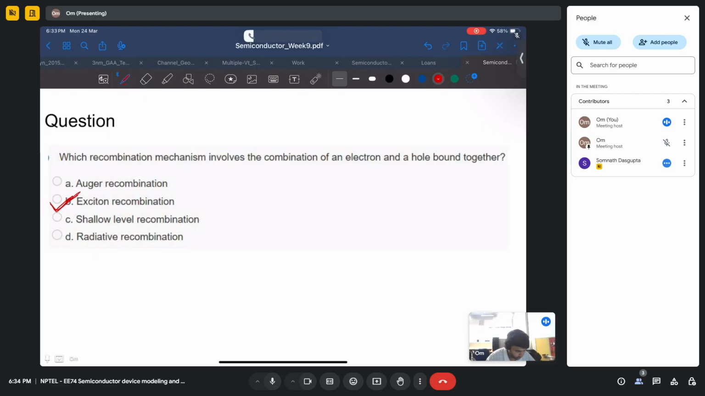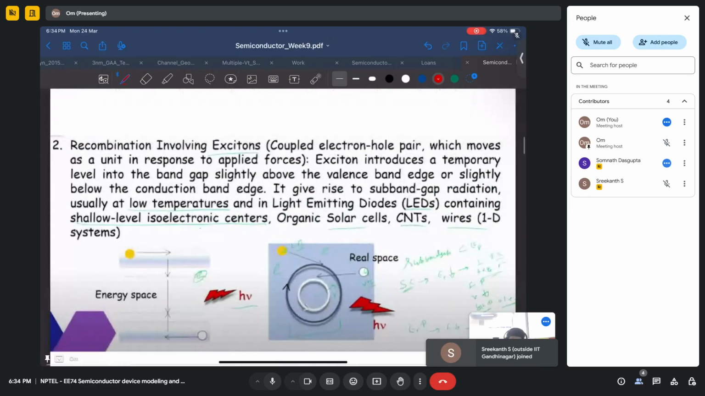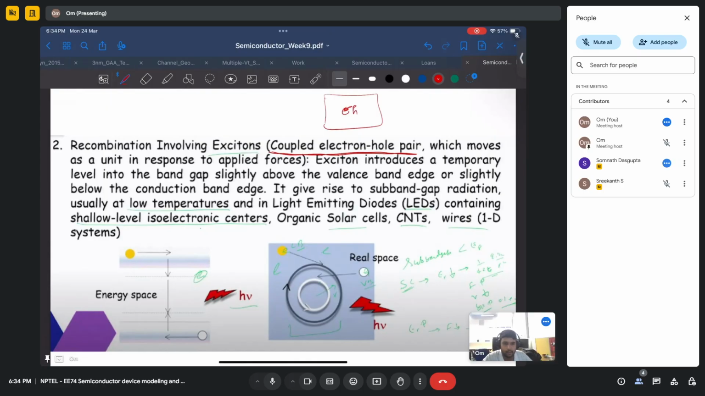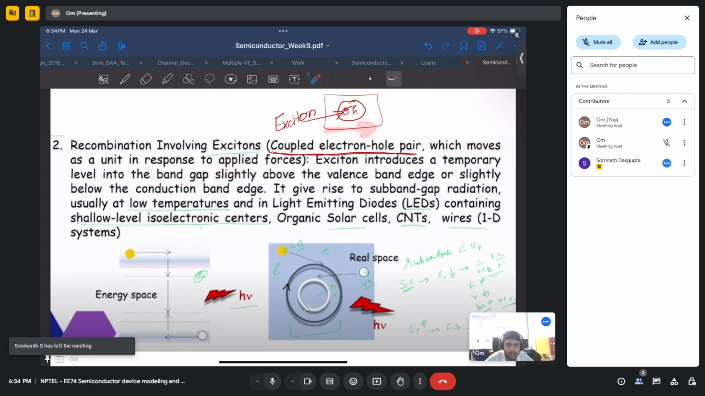No, exciton is something different. So let me explain. What are excitons? Excitons are a coupled electron hole pair. That means due to some forces in a semiconductor, you have electrons and holes which are very near to each other, but they have not recombined yet. So this electron hole pair itself is called an exciton, and as you can see in the diagram, it moves as a unit in response to applied forces. So if you apply some potential or some bias, these two move together because they have some attractive force in between, which binds them together.